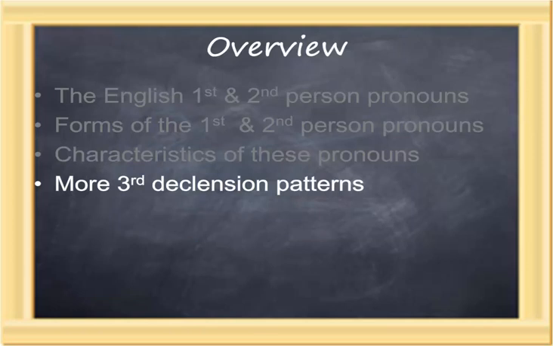That's the new material in this lesson, the forms of the first and second person pronoun. We now turn back to third declension nouns to show you several more patterns by which these nouns inflect. They're actually using the same set of case endings. It's just the stem ends differently, and that causes some minor glitches along the way. So let's look at these patterns.